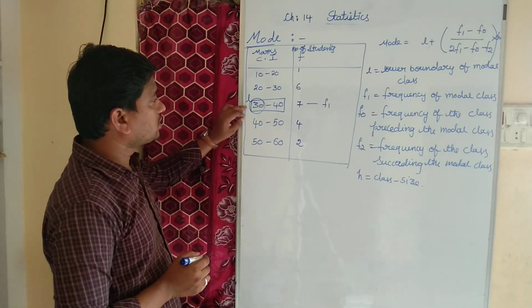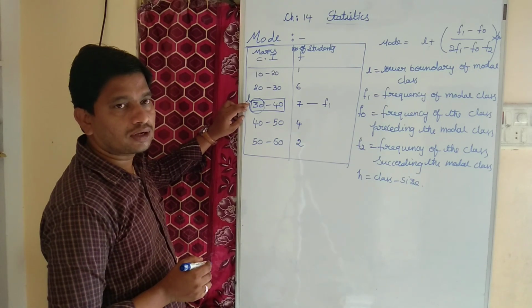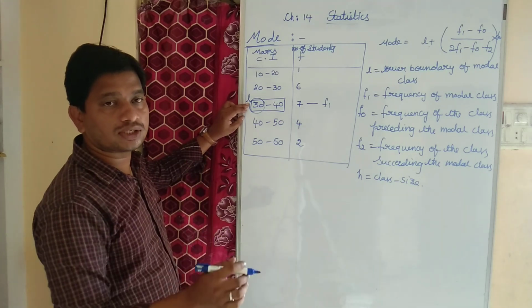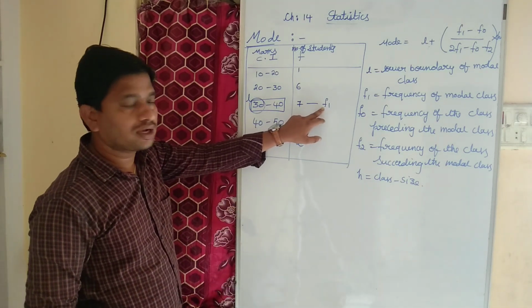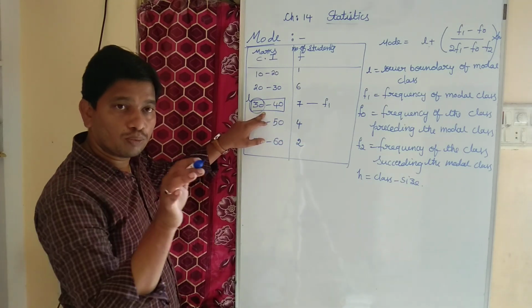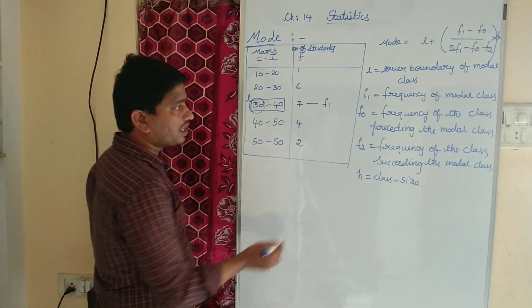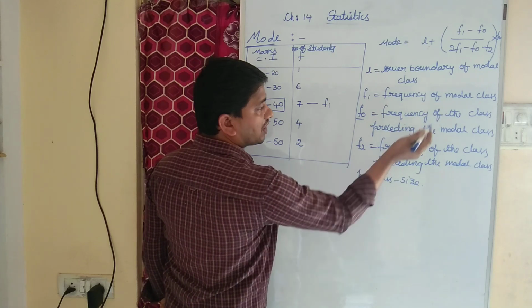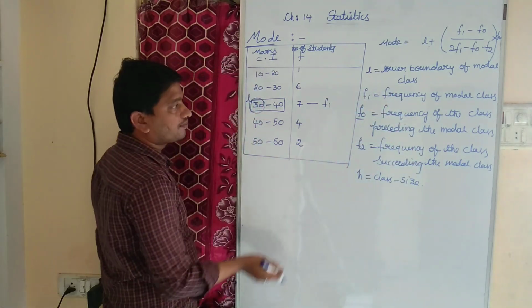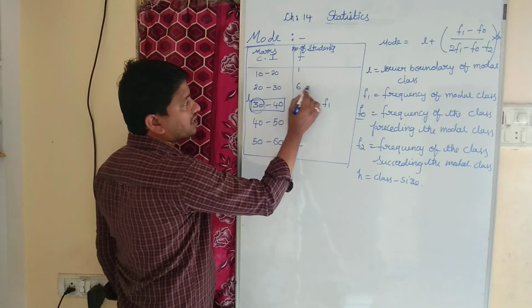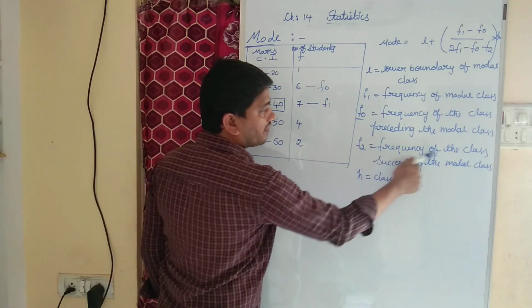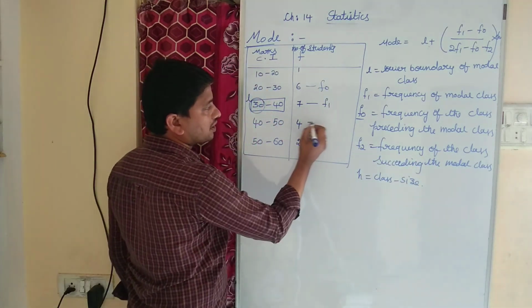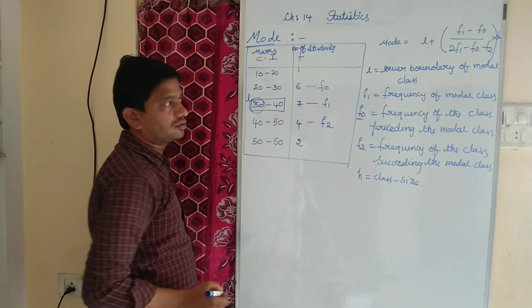Right? So children, did you understand how to find L? Frequency of the modal class: how to find it? The highest frequency is called F1. The corresponding class interval is our modal class. What is F0? Frequency of the class preceding the modal class. Preceding 7 is 6. This is our F0. And F2 is the frequency of the class succeeding the modal class. Succeeding the modal class is 4.